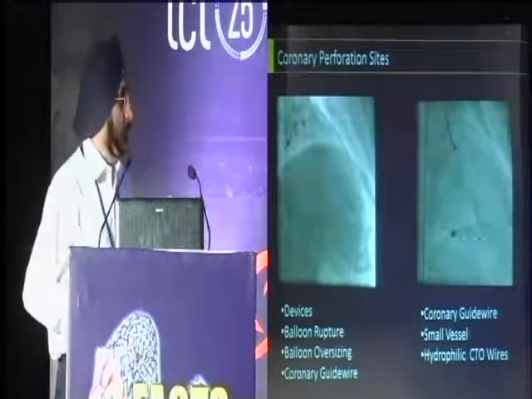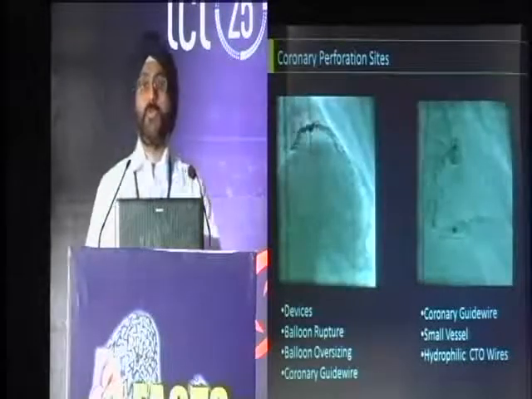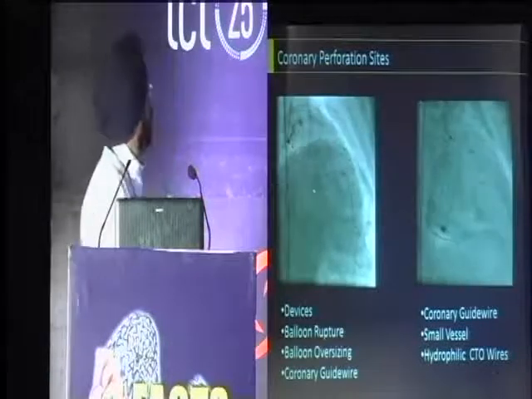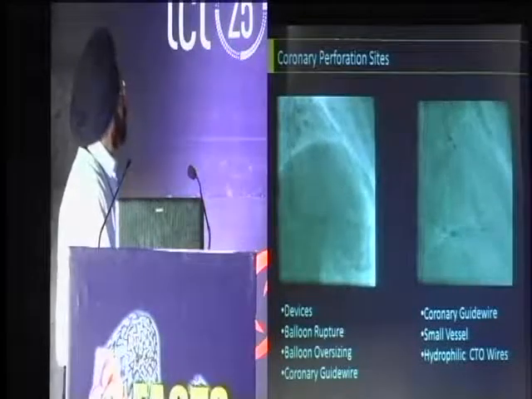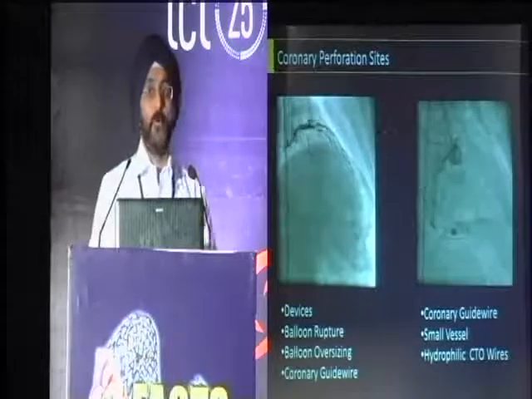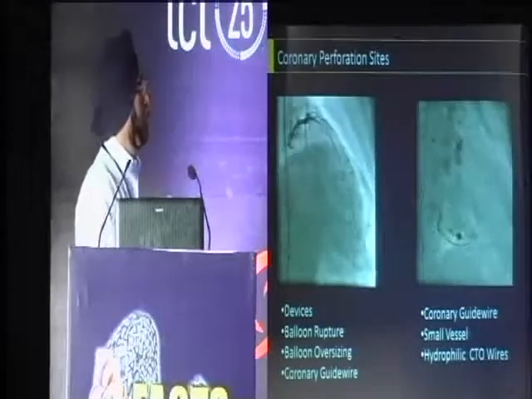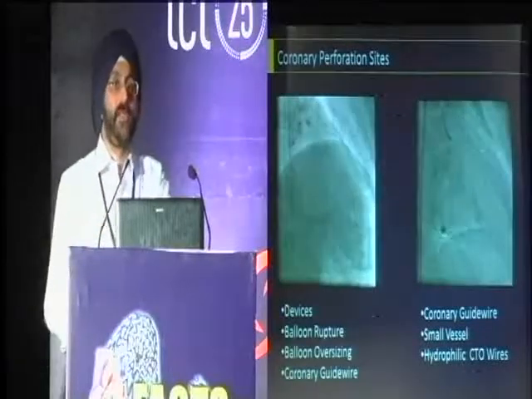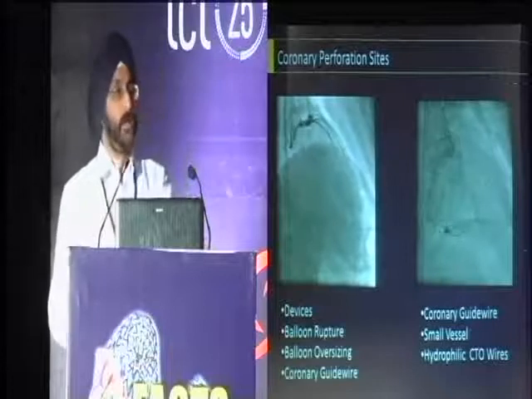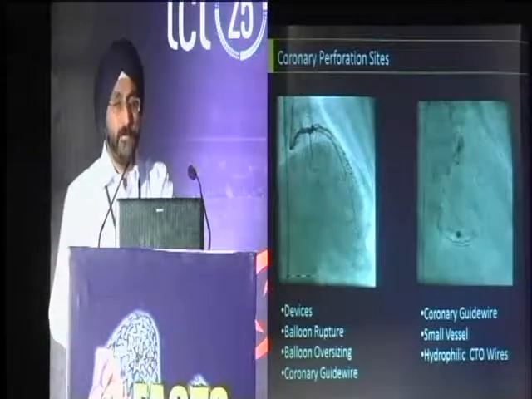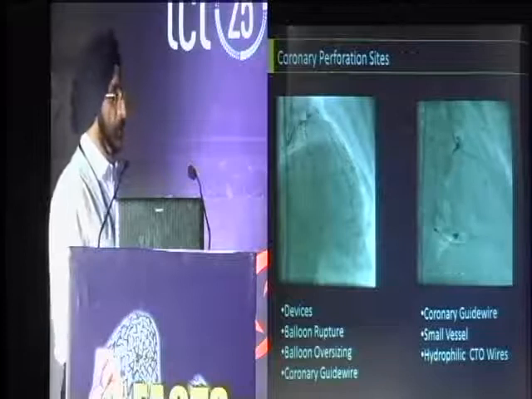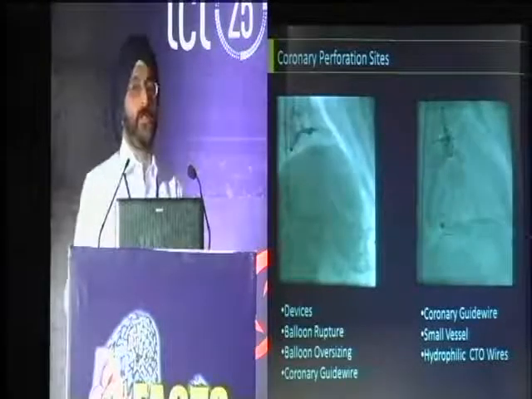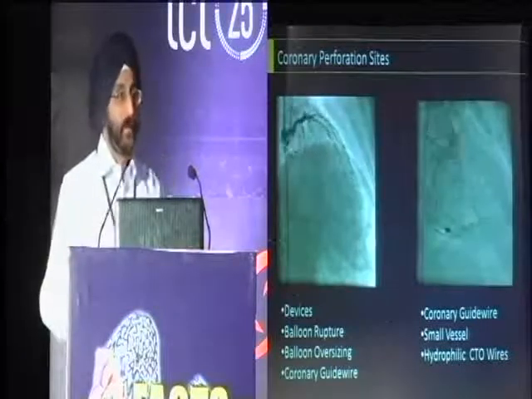Before I go into my cases, a practical way of looking at coronary perforation is that there are 2 areas where a perforation can occur: one at the area of the disease and one at a vessel or a point which is very distal. The point which is very distal to the area of stenosis is almost always because of a coronary guide wire. Generally these are benign, not always, as you will see in the subsequent slides. These are because of small vessel perforation, and the notorious wires are the hydrophilic CTO guide wires.